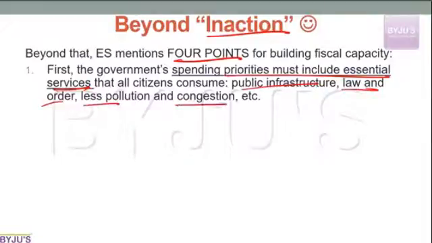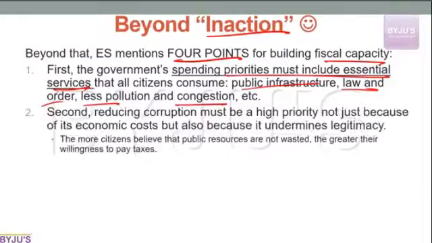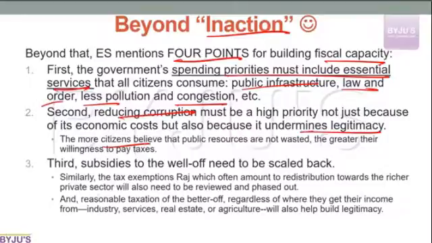So public infrastructure, law and order, pollution, congestion. These are areas which affect everybody. So if the government can solve these problems, then it becomes very easy to build fiscal capacity because people will start participating in the state. Second, reducing corruption becomes a high priority because it again undermines legitimacy. Citizens should trust the government.